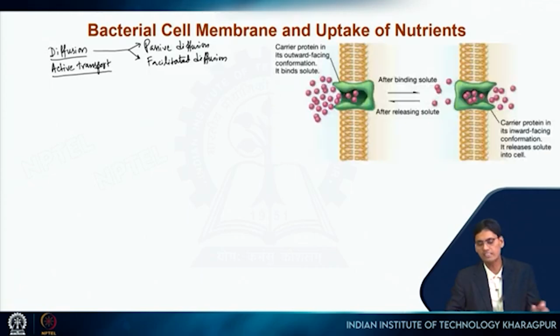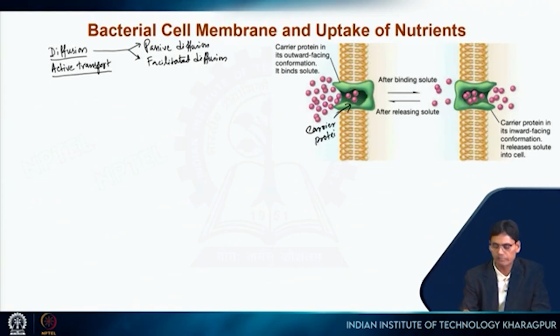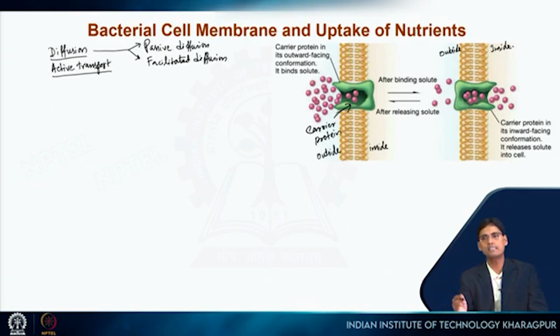Particularly in the case of facilitated diffusion, as you can see, some carrier protein is present here. This is a carrier protein present on the membrane. In this membrane, this is the outside and this is inside. Similarly, here in this membrane, this is outside and this is inside. This is the same membrane, and the same thing is happening here. We are just showing the next step in facilitated diffusion.